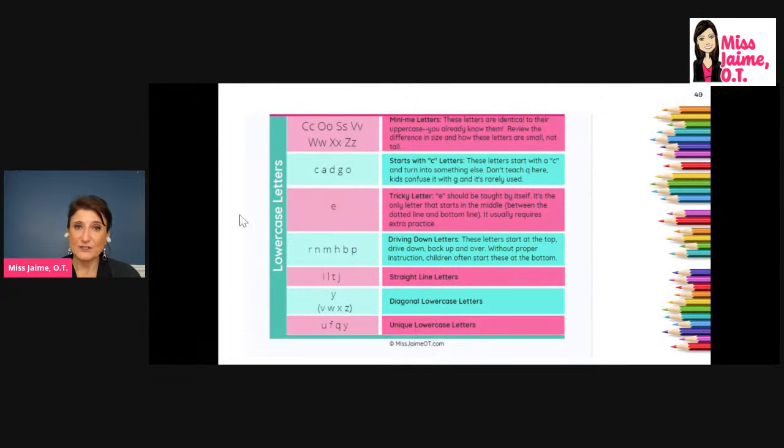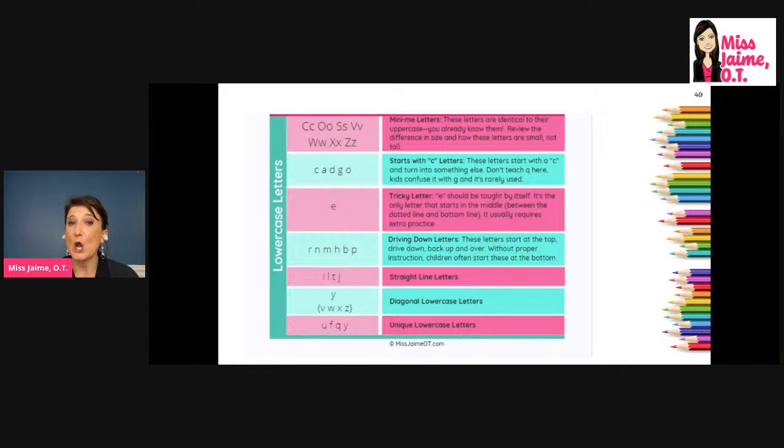For lowercase letters, you can review the mini-me letters, which usually goes pretty quickly because if they learned it in capital, they already know it. And now we're just teaching them the difference in the size. Lowercase mini-me letters are small and not tall. Then we have our starts with C letters.